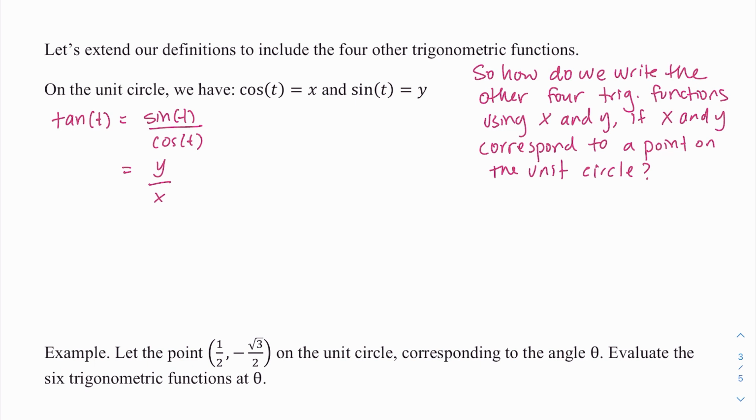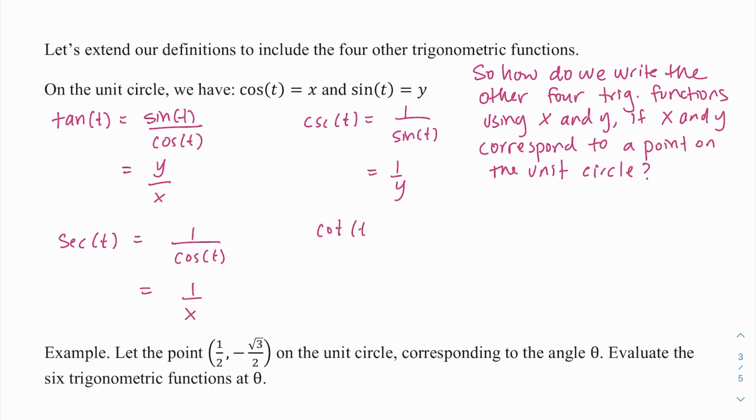All right, what about secant of t? Well, secant of t is just 1 over cosine of t. That's one of our reciprocal identities. So that's just 1 over x. Cosecant of t, that's just 1 over sine of t. So this is 1 over y.